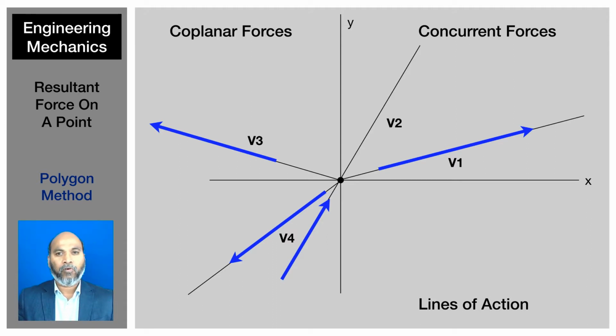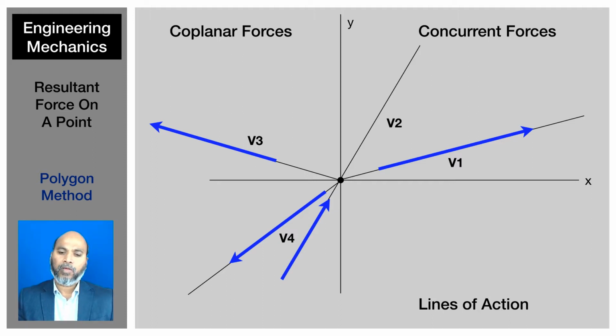But the net force always has to act on a line of action passing through the point we are considering, the center point. If you take a force on a line of action and put another force on the same line of action, they are called collinear forces. So you have coplanar forces, concurrent forces, and collinear forces. Here, all these forces are not collinear, as they have different lines of action. The lines of action are the lines that I have drawn here.